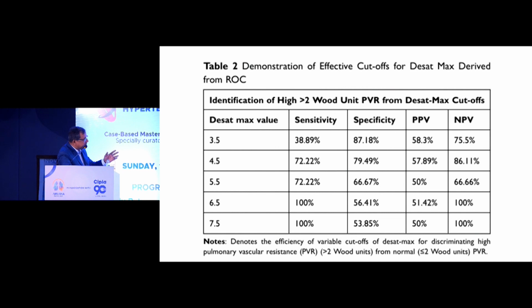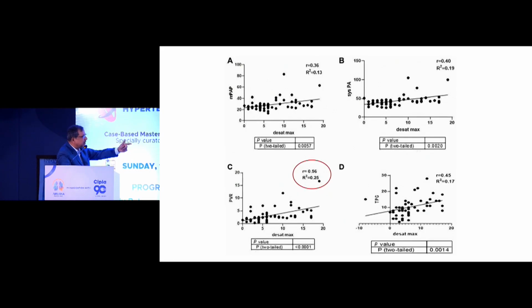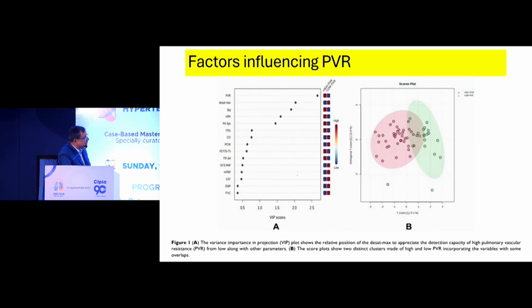And we look for the correlations. The correlation curve: it correlated best with the PVR, pulmonary vascular resistance. So desat max actually reflects it. It correlates with the pulmonary vascular resistance with a correlation coefficient of 0.56. So it has the best correlation with the PVR. And then we made a VIP plot.